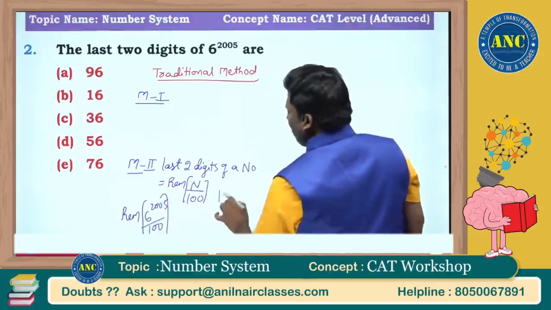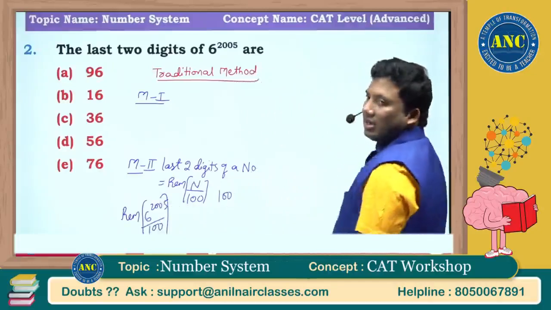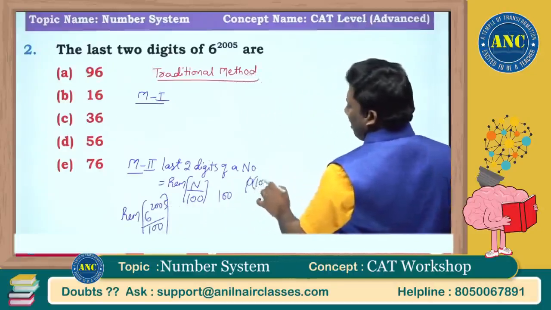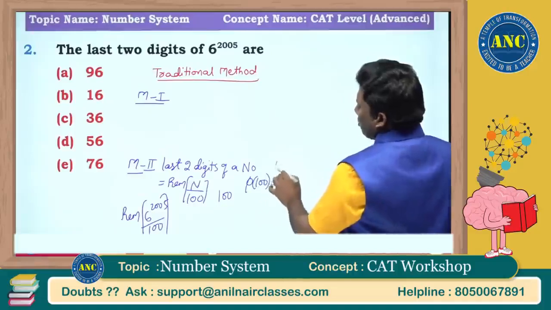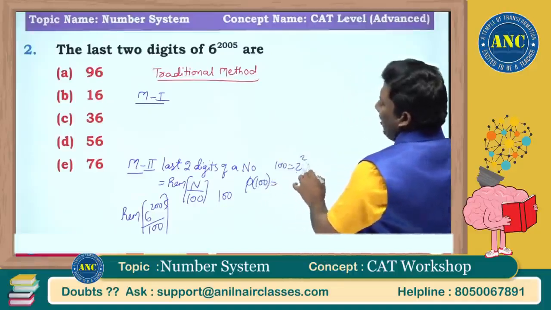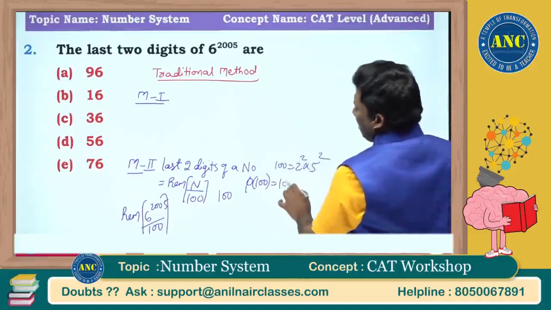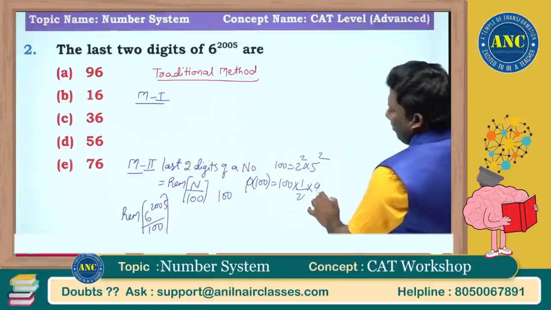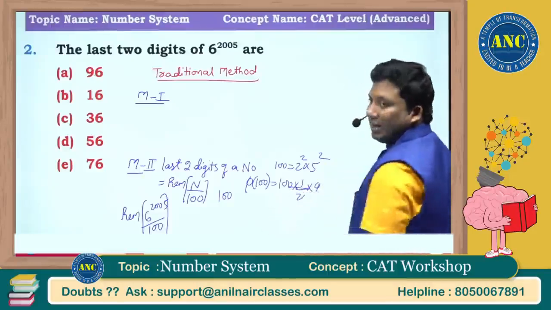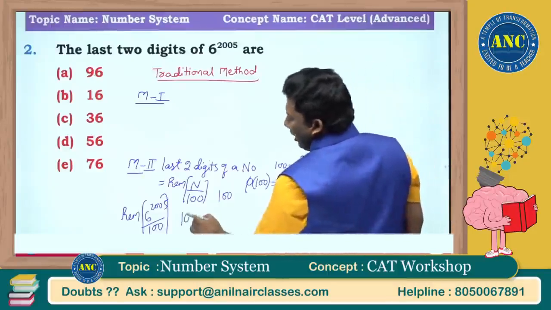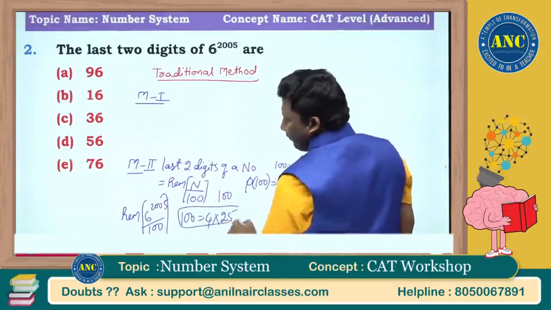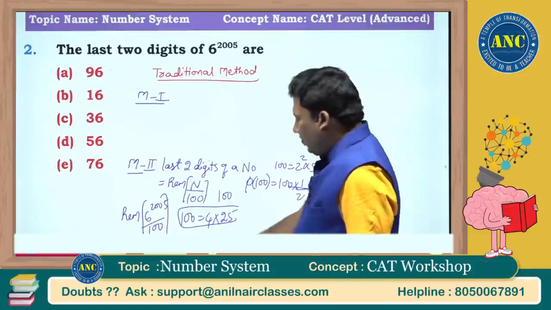100 is a composite number, so they will use the quotient function of 100. 100 is 2 square into 5 square. Please go back and see the remainders class to understand how I am doing this. Either they will do it like this, or they will do 100 as 4 into 25, the Chinese remainder theorem.